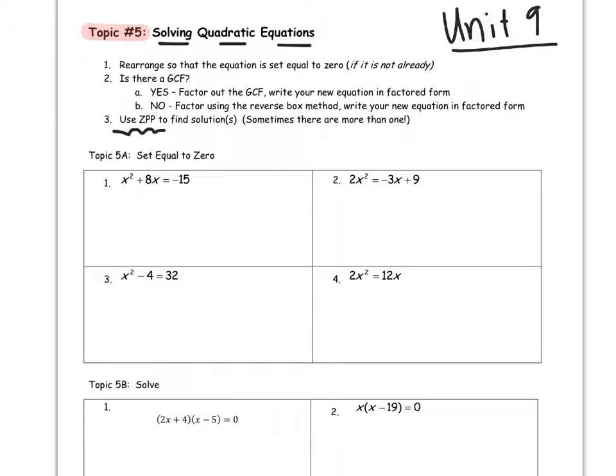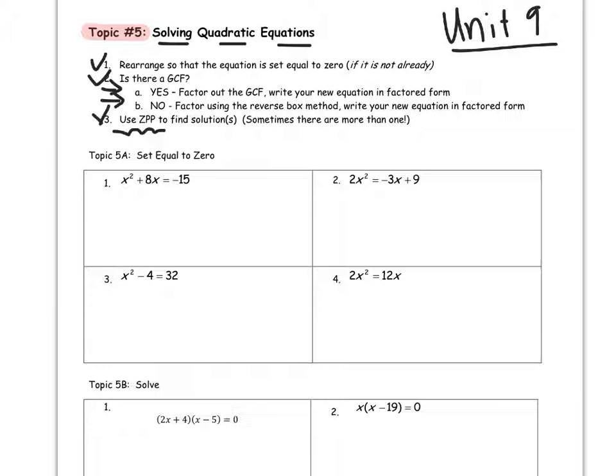That's step number 3. And the reason is because you can only use ZPP if an equation is set equal to 0. So what we're going to do when we get an equation, step number 1, we're going to rearrange so that the equation is set equal to 0. Step number 2, we are going to check for a GCF, and if there's a GCF, we'll factor it out. And if there is not a GCF, we'll factor using the box method. So there's going to be a lot of factoring here. All right, and then step 3, we'll use ZPP once we have our equation factored.